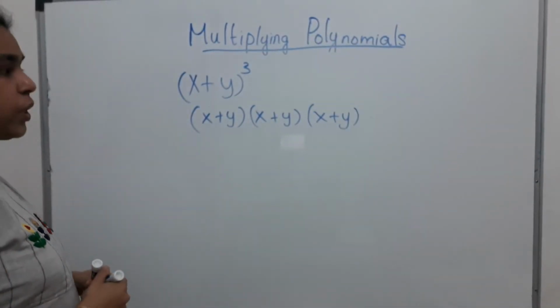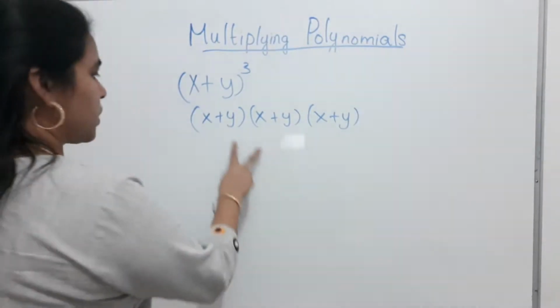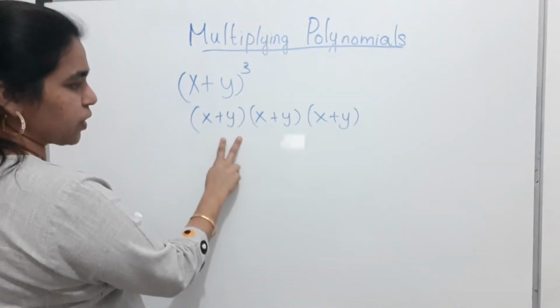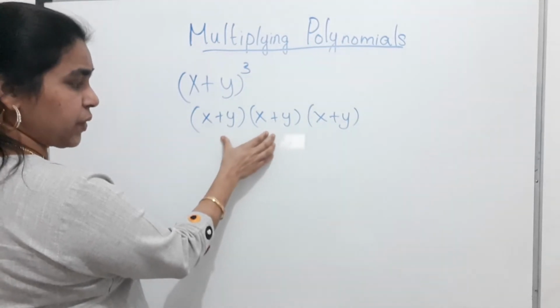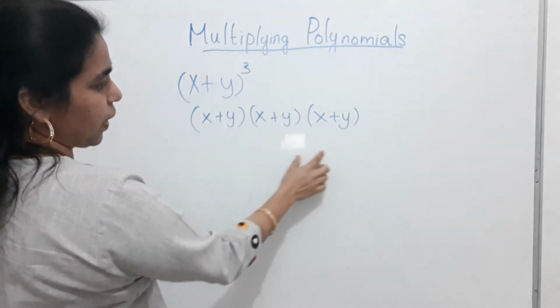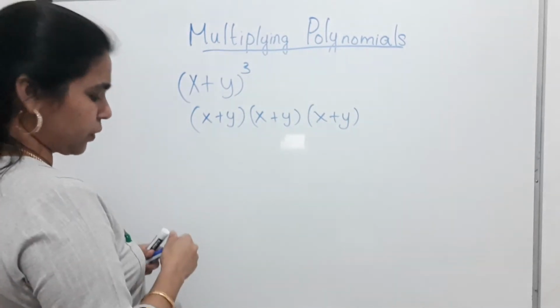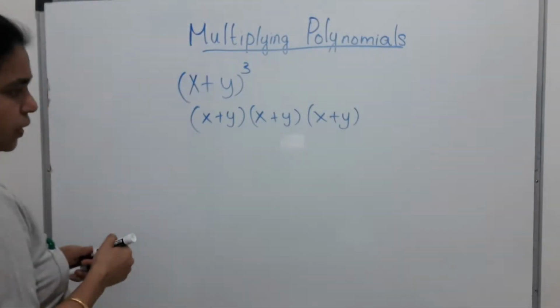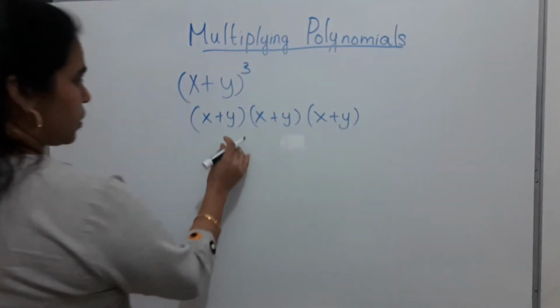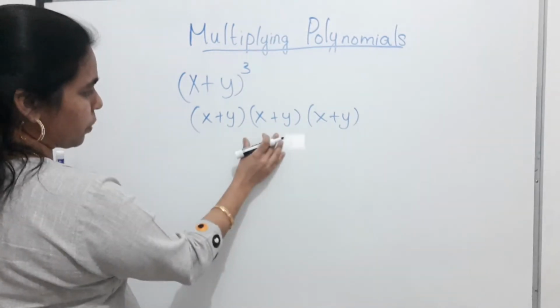Now we have three brackets in here. For that, you have to multiply the first two brackets first, and then multiply that answer with the third bracket. Okay, so let us see how we can do that. First you have to multiply these two brackets.